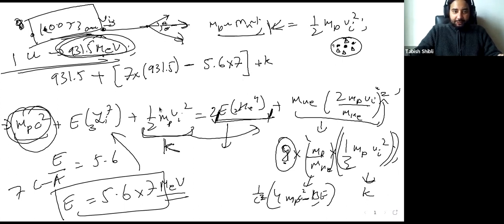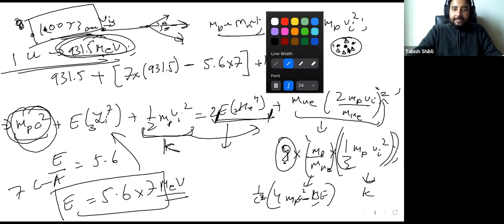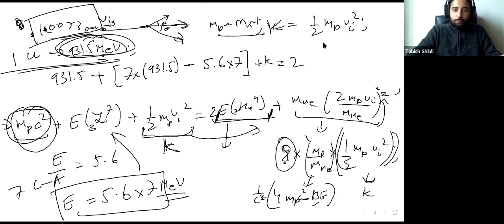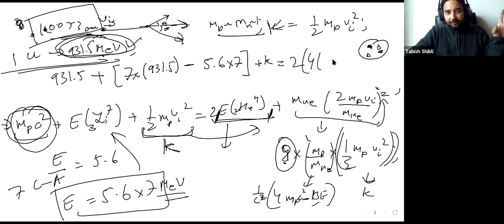Plus K, the third term, is equal to 2 times the energy of the helium. What is helium made of now? Helium is made up of two protons, so two solid balls and two hollow triangles, which are the neutrons. So essentially, this is just 4 times 931.5 minus the binding energy. Binding energy is given to you to be 7 point something, right? 7.06. But that's per nucleon, so multiplied by 4.